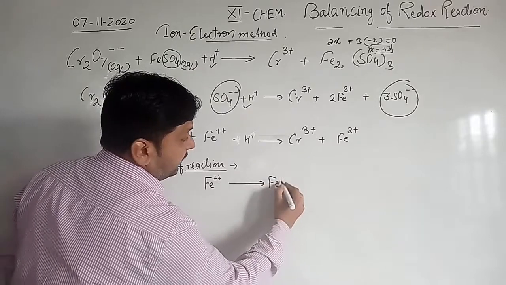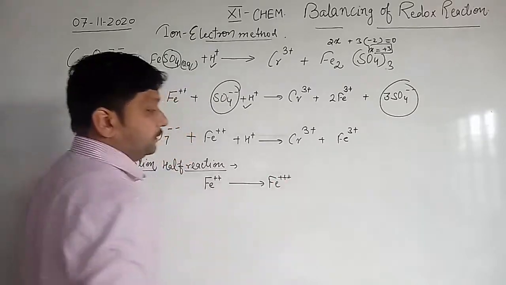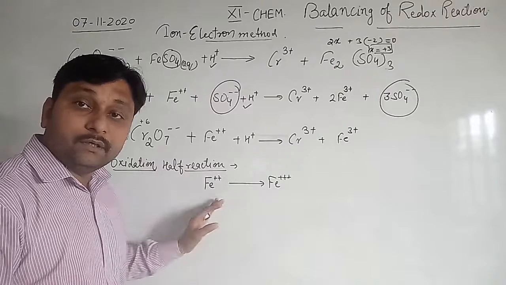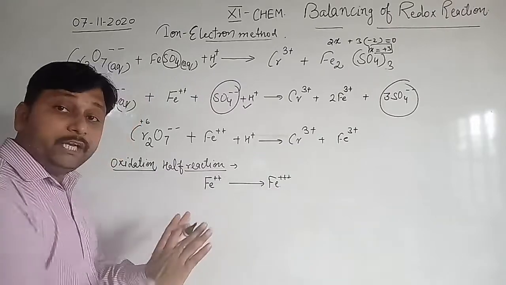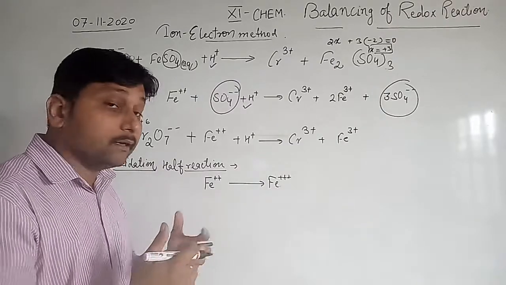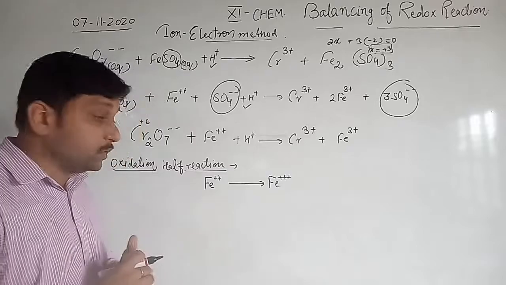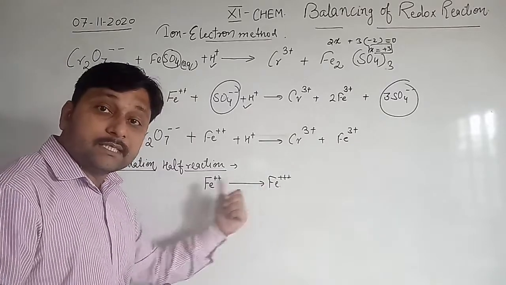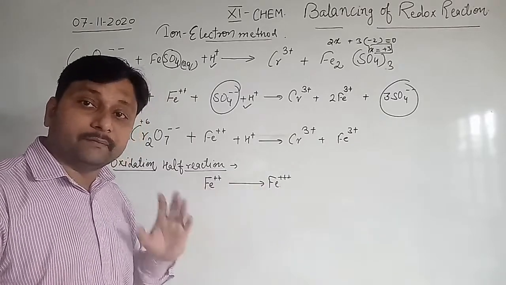converts into Fe3+. So this is the oxidation half reaction. There is no need to balance the atoms, because the same number of iron atoms is present on both sides. Clear?